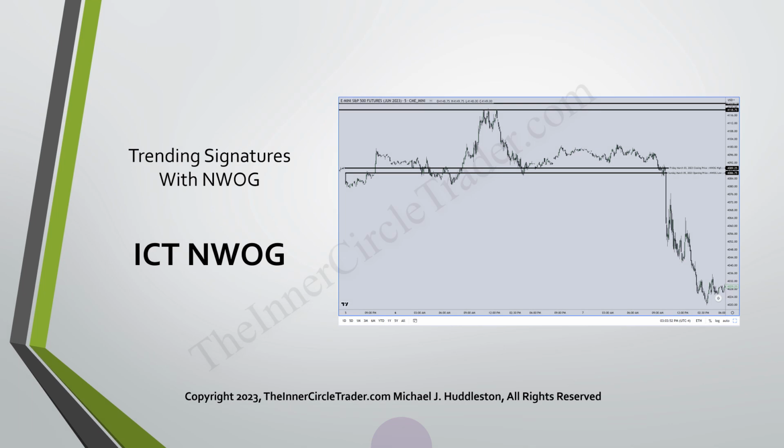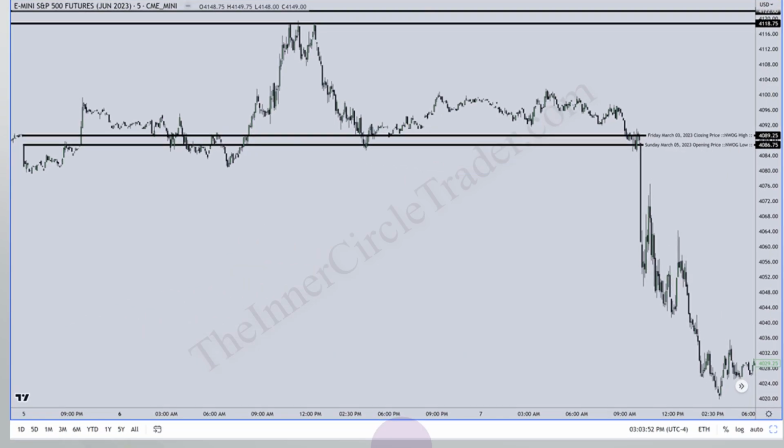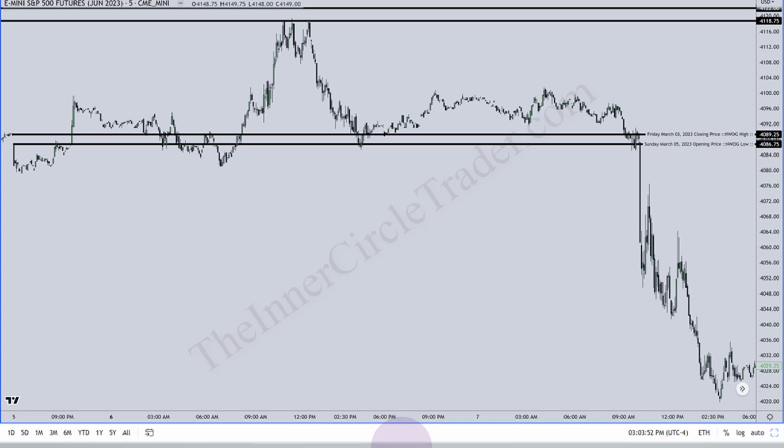Trending signatures with the new week opening gap. So if you think about when a market is indicating that it really wants to run away and trend, there's lots of things I've read over 30 years about what makes a market want to trend and consolidate. And one of the things that I've learned is with this new week opening gap, you can see here, this is that same week extended forward. And then look at what we've done here. We extend the amount of time inside that new week opening gap, and then it aggressively runs lower.